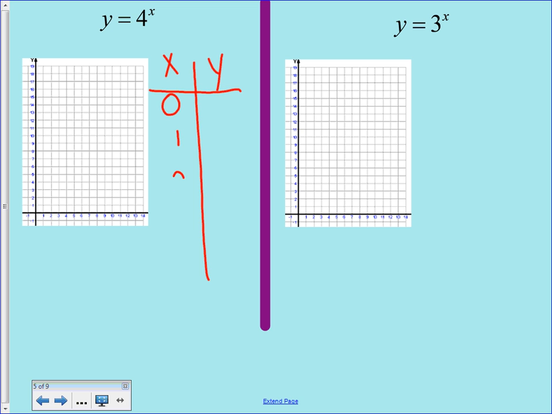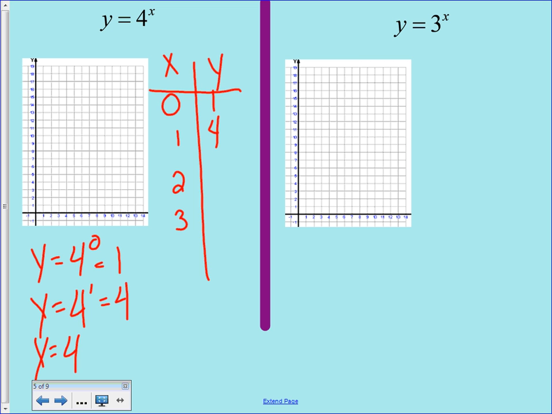I'm just going to find a couple values for x. So let's just plug it in. Well, I have y equals 4 to the 0. Well, when you plug in 0 for x, then you remember from Unit 3 that anything to the 0 power is automatically going to be 1. So there's our first one. Then we can plug in 1 for x to get our next one. 4 to the first power is 4.